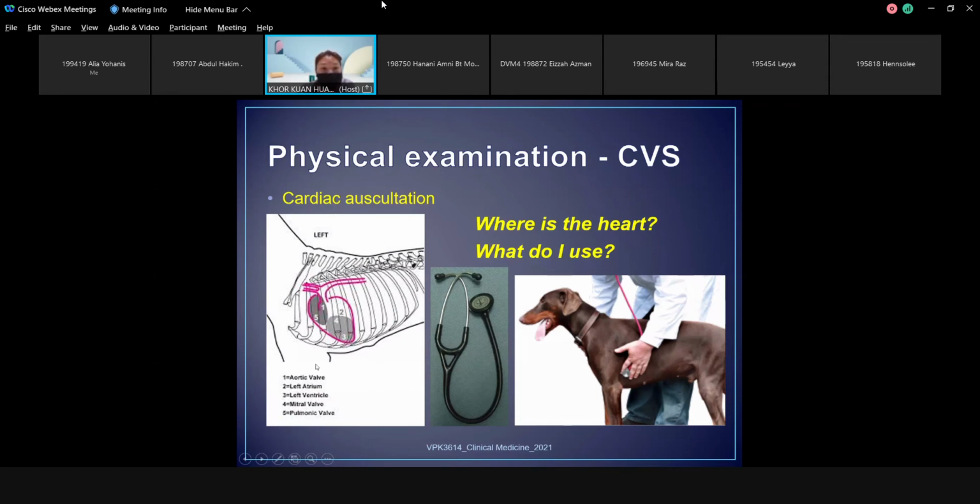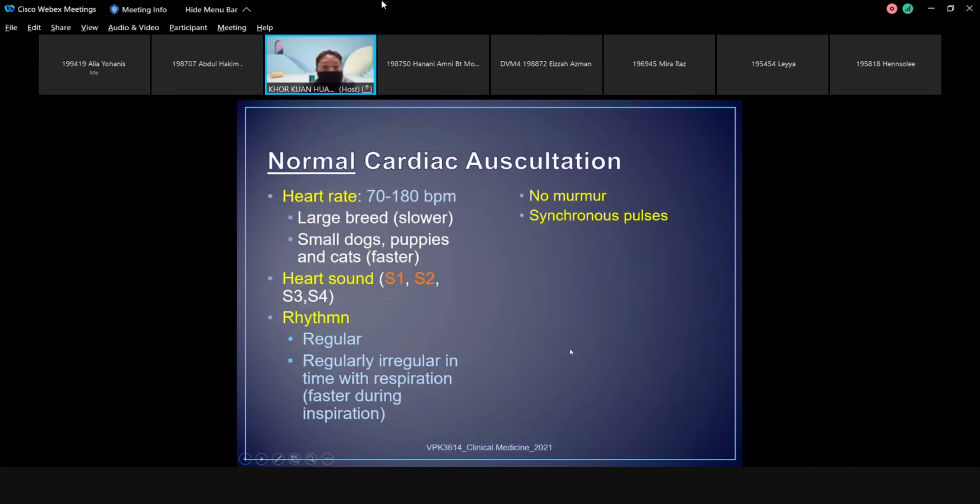On the left side of the thoracic cavity, when you want to auscultate, the aorta will be here, the mitral valve will be here, and the pulmonic valve will be here. I will explain this in another lecture for auscultation. Stethoscope is very important. Cardiac auscultation is very important, but often we move our stethoscope around to hear the heart sound. The normal heart rate is 70 to 180. In large breeds, it tends to be slower, and it is faster in small dogs and puppies.